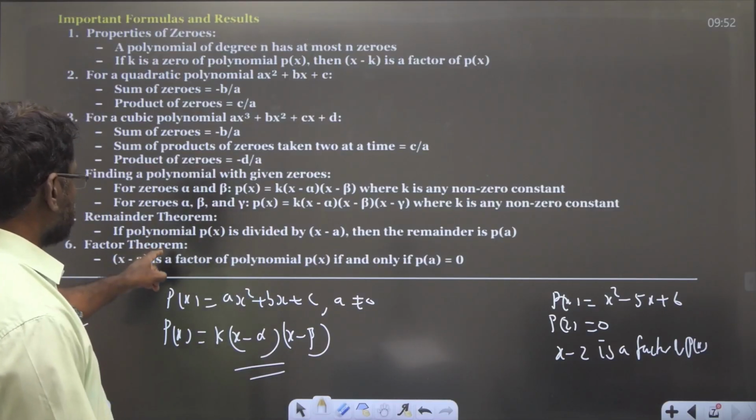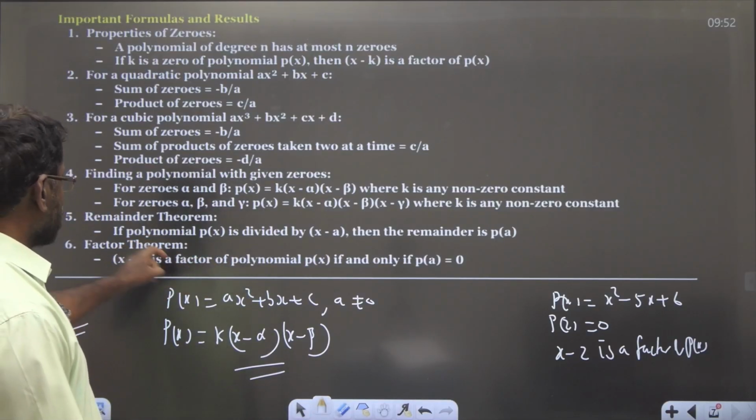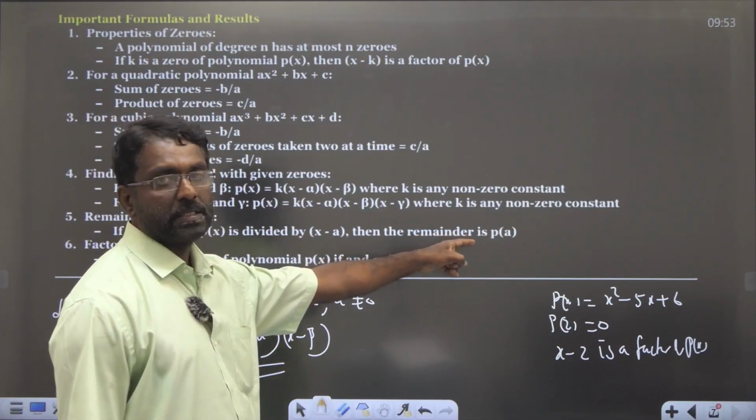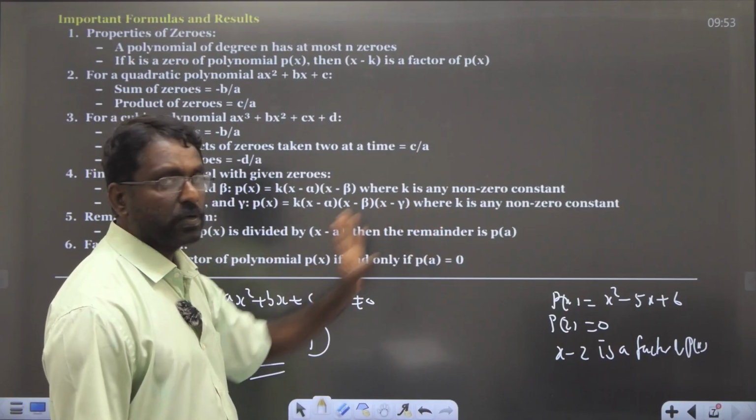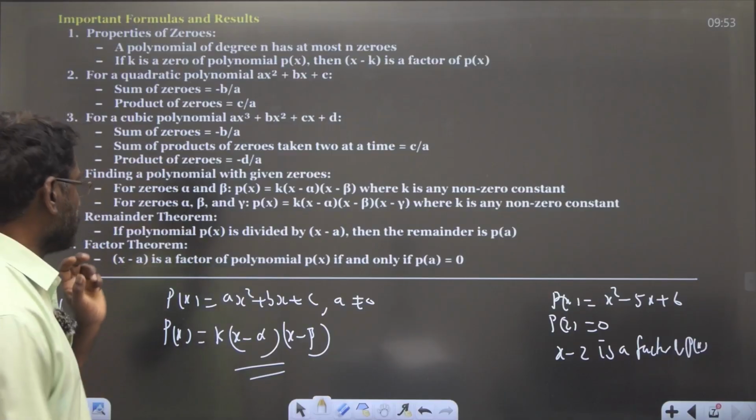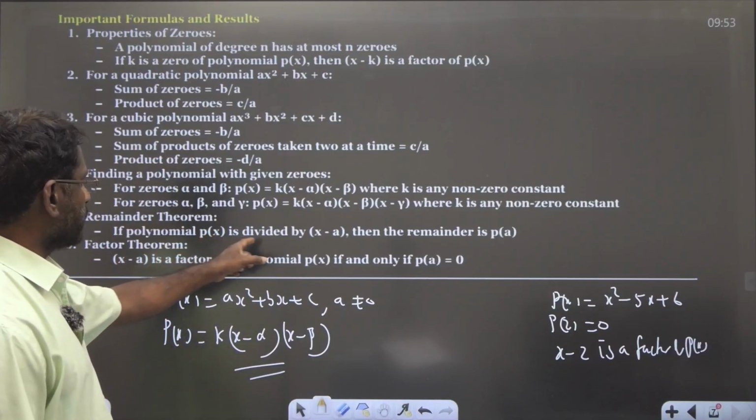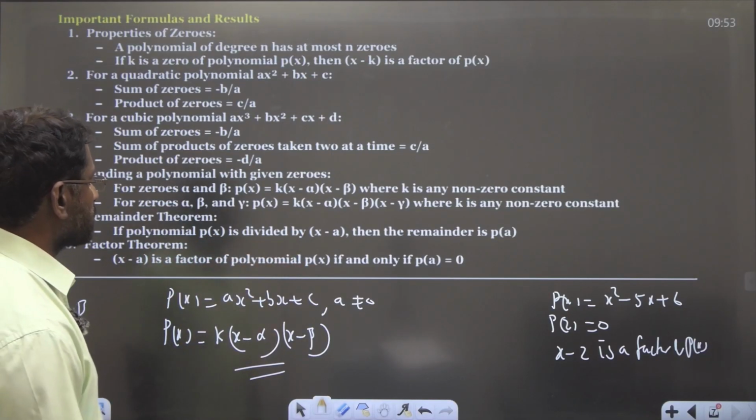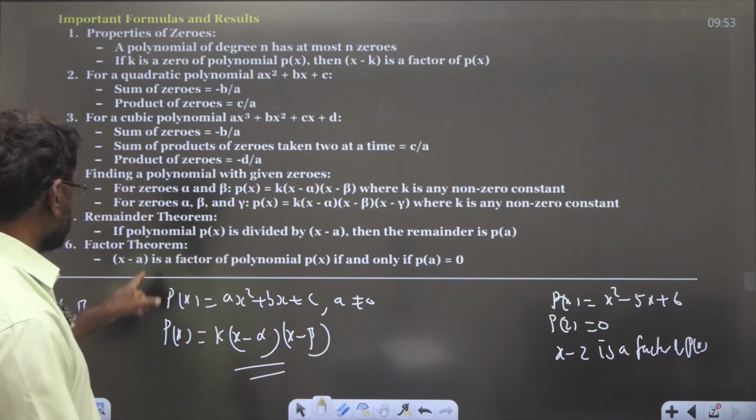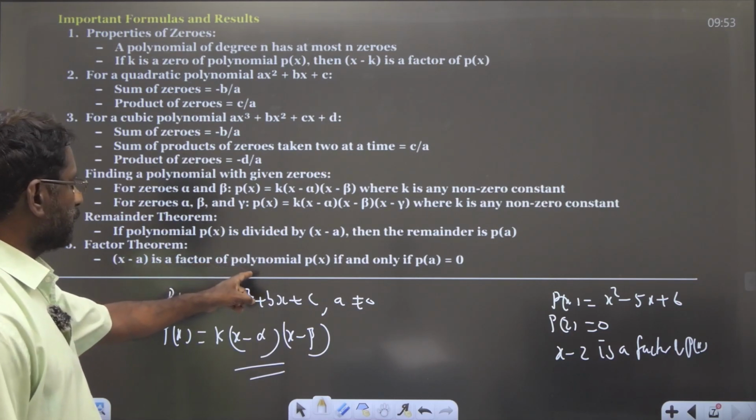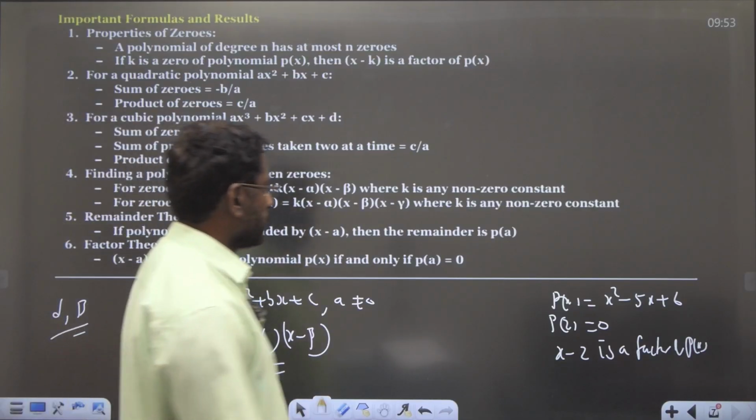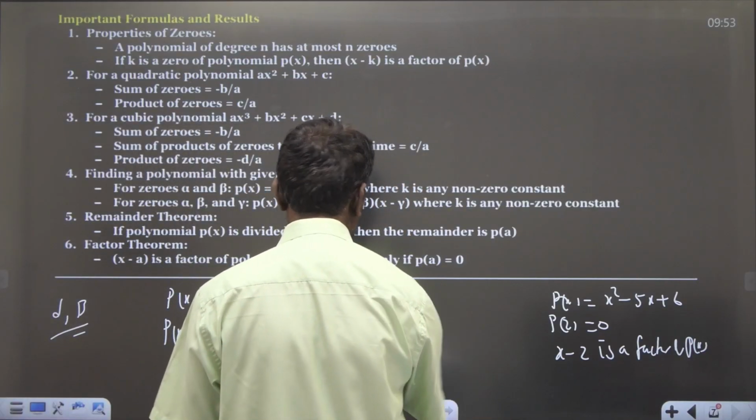Then, the remainder theorem. Already we have discussed it. If a polynomial p of x is divided by x minus a, then the remainder is p of a. If the remainder p of a is equal to 0, x minus a becomes a factor of p of x. The factor theorem is the reverse of the remainder theorem: x minus a is a factor of the polynomial p of x if and only if p of a is equal to 0. I can give you an example also.